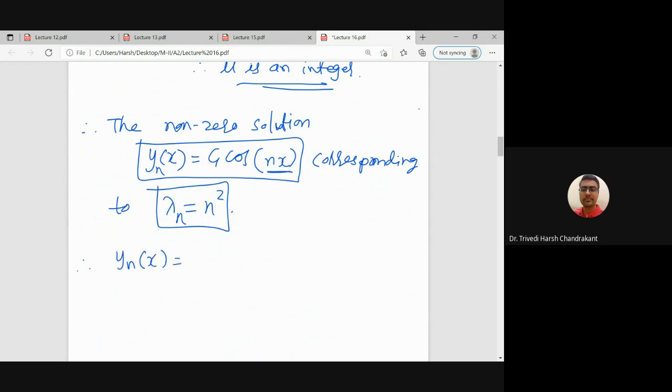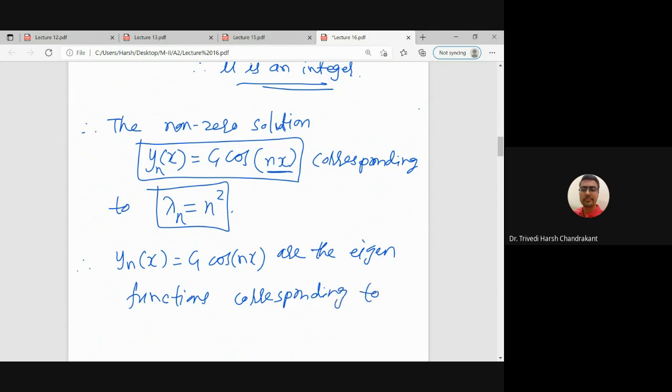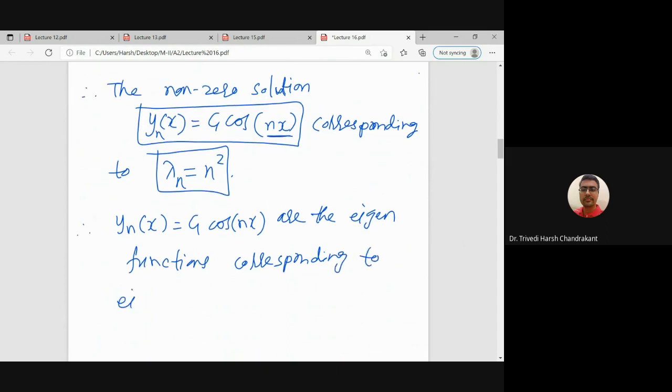y n of x is equal to c1 cosine nx are the eigenfunctions corresponding to eigenvalues lambda n equals n square, right?